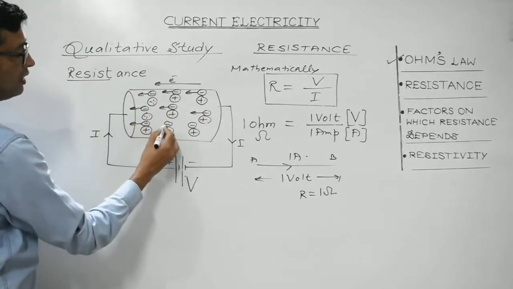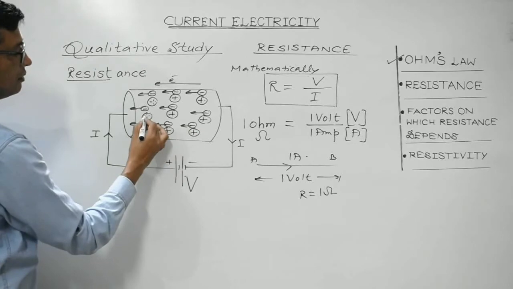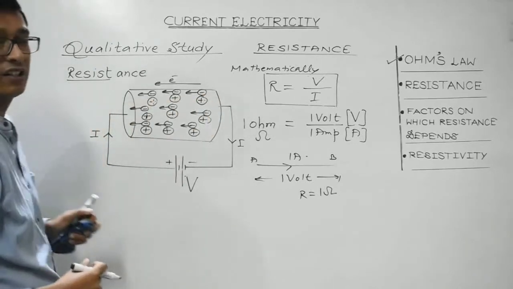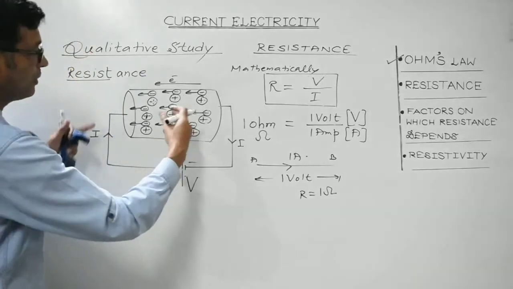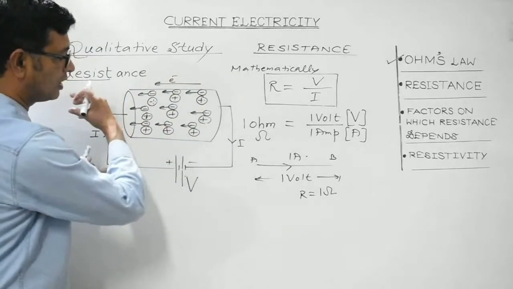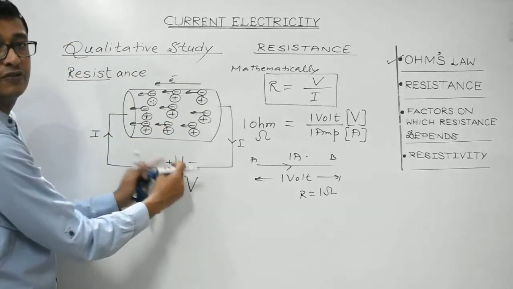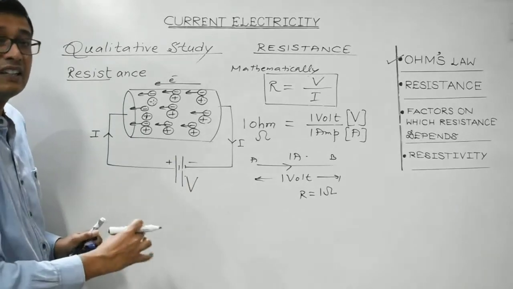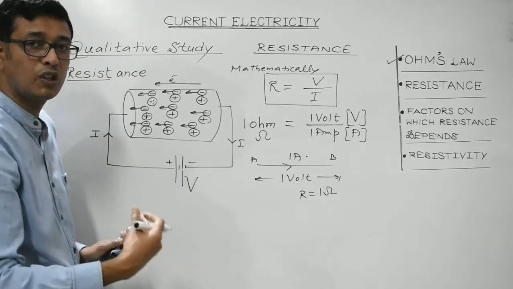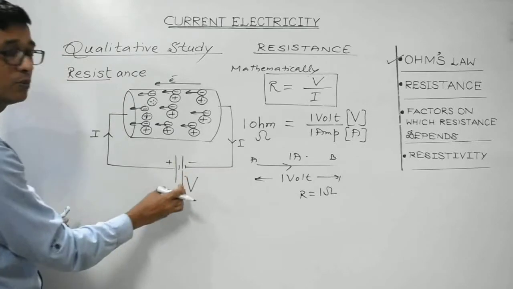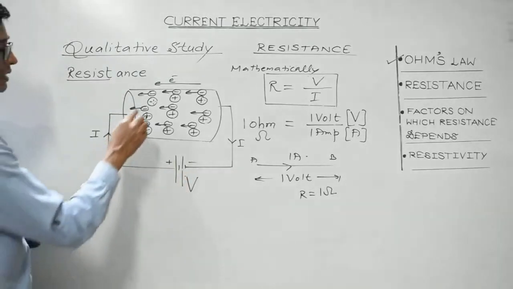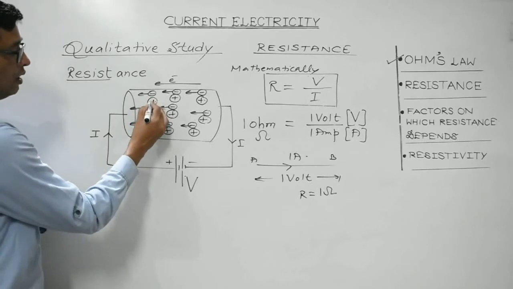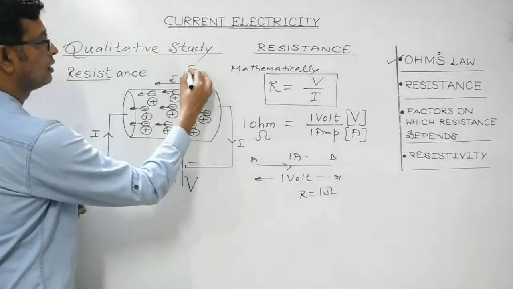And it is only when the charge inside the conductor drifts or moves in a particular direction that it constitutes electric current. And what is making the charge move in a particular direction? It is the potential difference, that electric pressure which is known as potential difference. Work is being performed by this source.